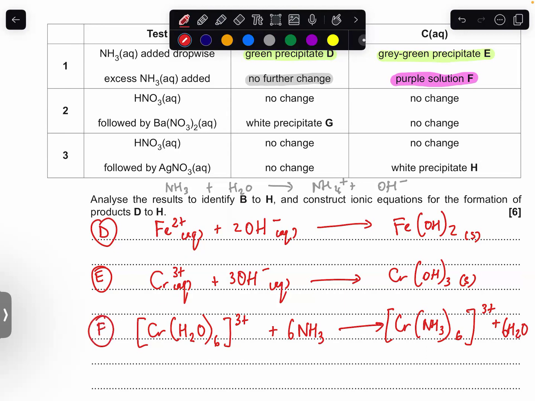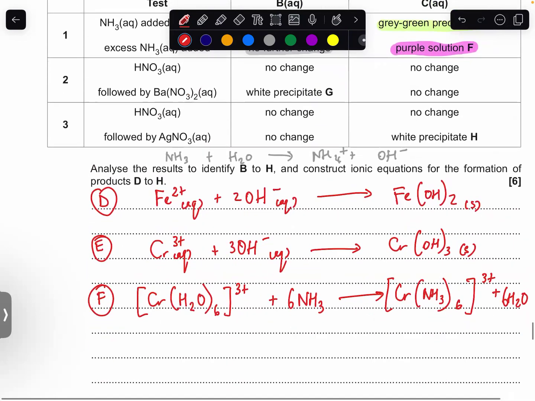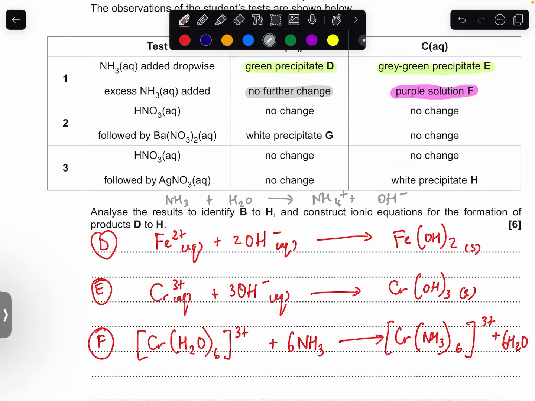What you've then got is G. So look, when you're adding nitric acid, there's no change. That means there's no carbonate ions, but nitric acid needs to be added first to rule out the presence of carbonate ions. And when barium nitrate is added, a white precipitate forms. That tells you that you're actually dealing with a sulfate. So you've got a sulfate ion present, SO42-. There's no sulfate ion in C, so let's do this one first.